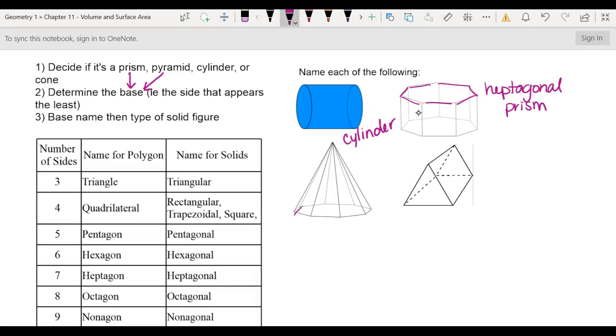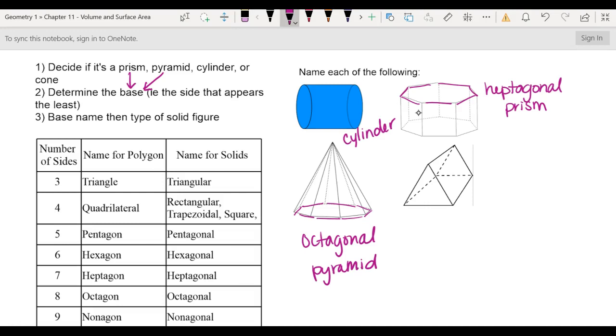This next one has 8 sides. It has 1, 2, 3, 4, 5, 6, 7, 8. So what is it? Octagonal pyramid, right?